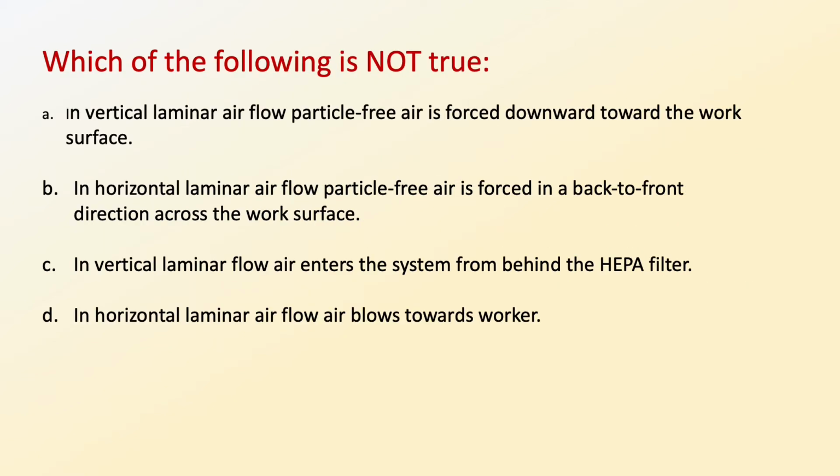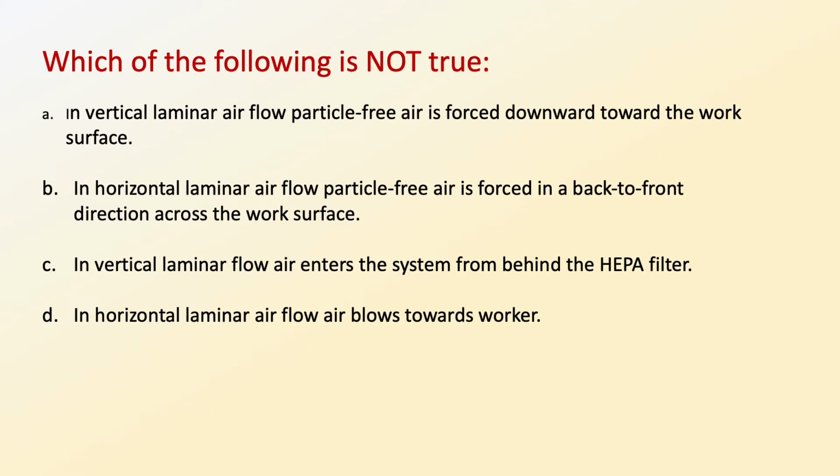The next question is, which of the following is not true, or we can say that which of the following is false? The options are option A, in a vertical laminar flow, particle-free air is forced downward towards the work surface. Option B, in horizontal laminar airflow, particle-free air is forced in a back-to-front direction across the work surface. Option C, in vertical laminar flow, air enters the system from behind the HEPA filters. And option D, in horizontal laminar airflow, air blows towards the worker.